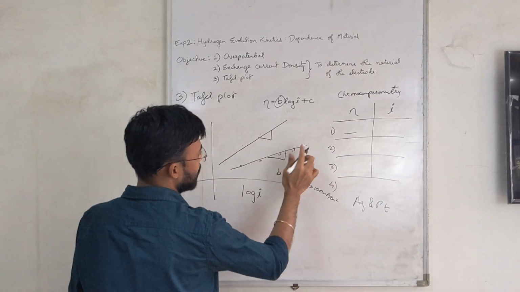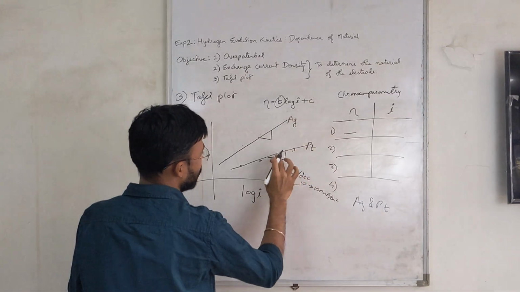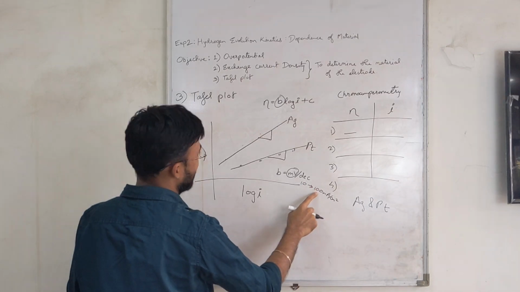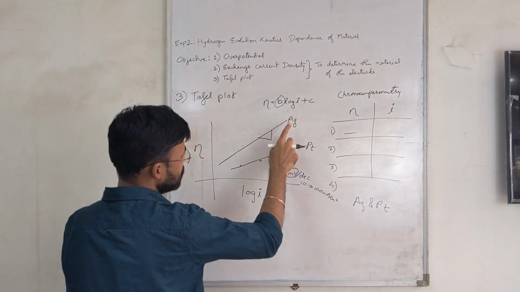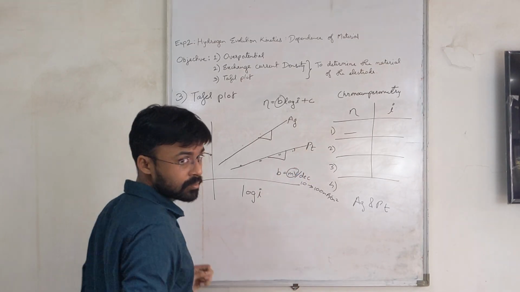So basically this will be the platinum and this is the silver. Platinum will require less overpotential to go from 10 milliamperes to 100 milliamperes as compared to this silver electrode, which will be having more overpotential than the platinum.